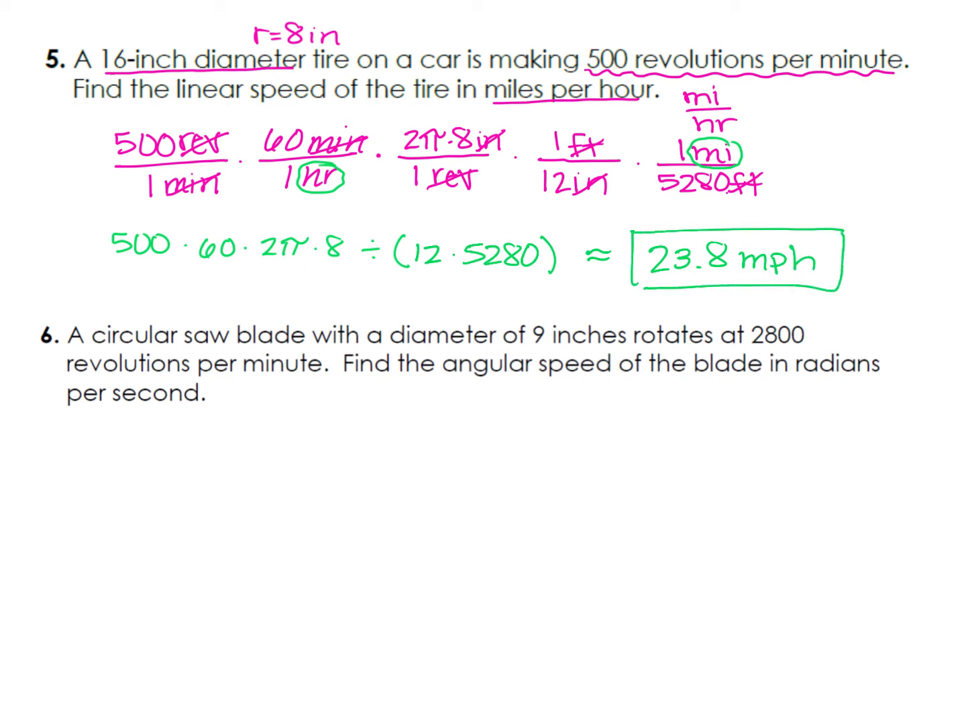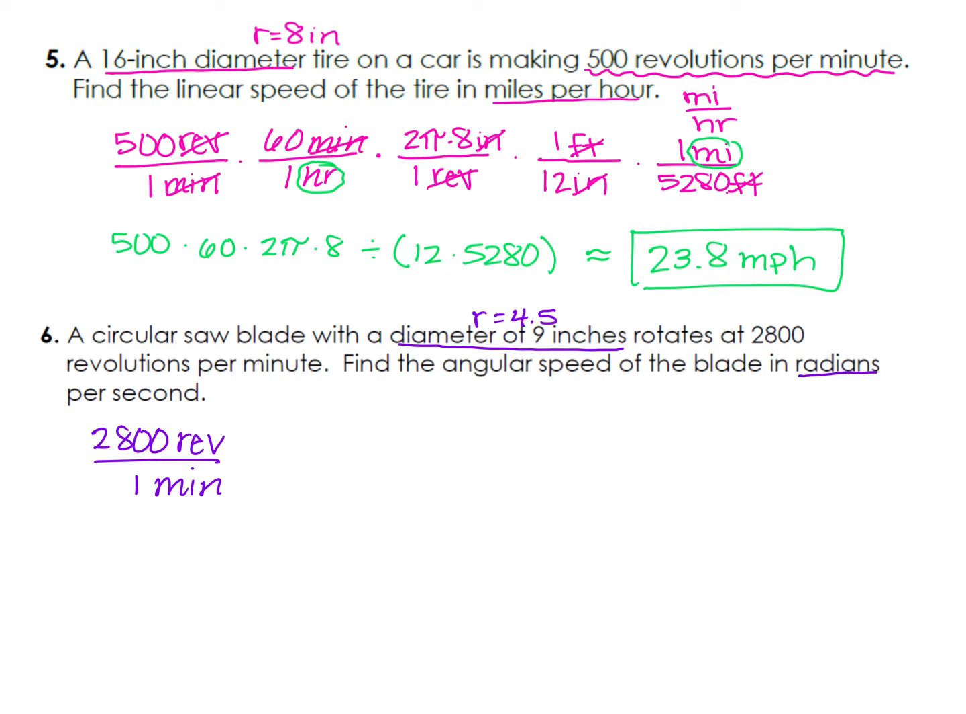And the same idea for number 6. Our circular saw blade has a diameter of 9 inches, so the radius is 4.5 inches, or again, we could always use just pi d for circumference, so we don't need to find the radius. And it rotates at 2,800 revolutions per minute. Find the angular speed of the blade in radians per second.